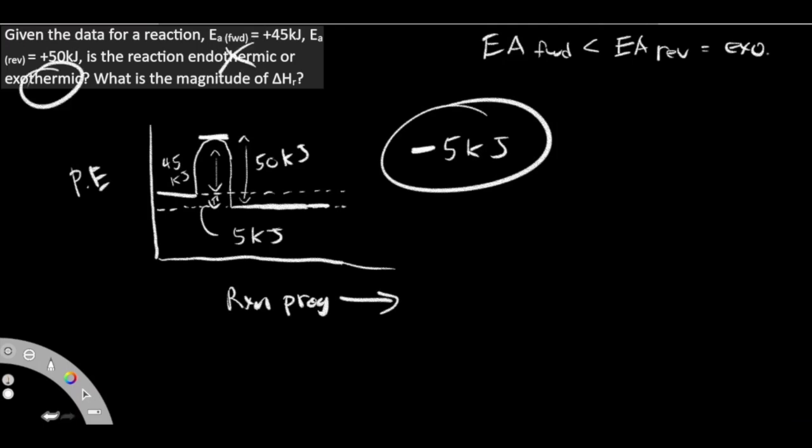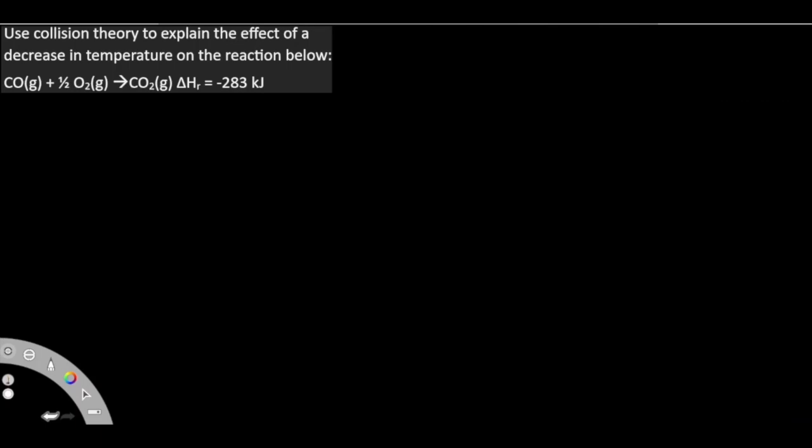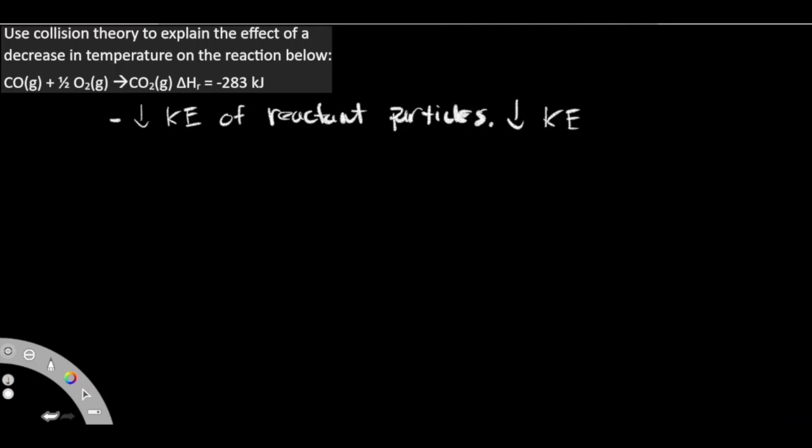So that's the answer. Well, let's look at this question here. Use collision theory to explain the effect of a decrease in temperature on the reaction below. So obviously a decrease in temperature is going to decrease the amount of kinetic energy of the reactant particles. And if there's a decrease in the energy of these reactant particles, there's going to be less kinetic energy transferred to the neighboring particles.